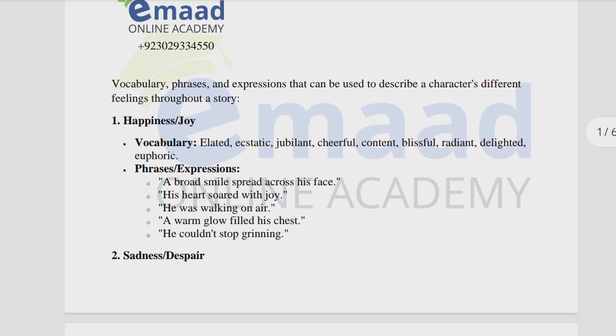First, let's see some words for the feelings of happiness and joy. Elated, ecstatic, jubilant, cheerful, content, blissful, radiant, delighted, euphoric. For example, the character John was delighted. Let's see which types of phrases and expressions express happiness or joy.